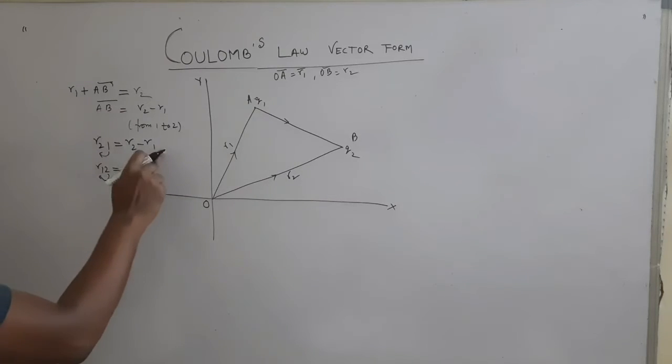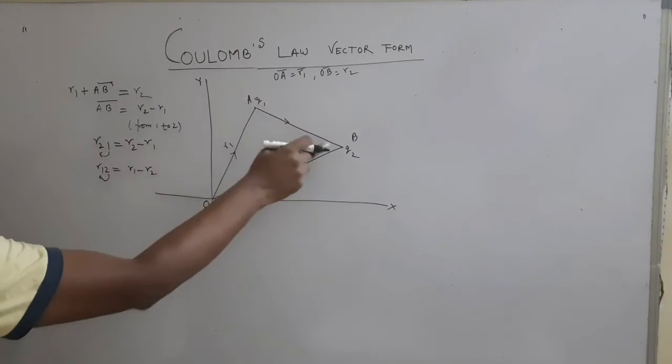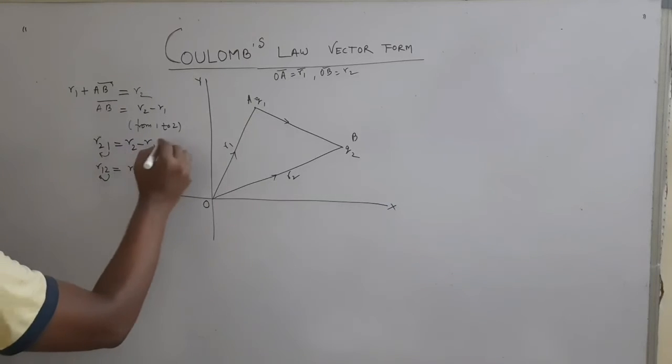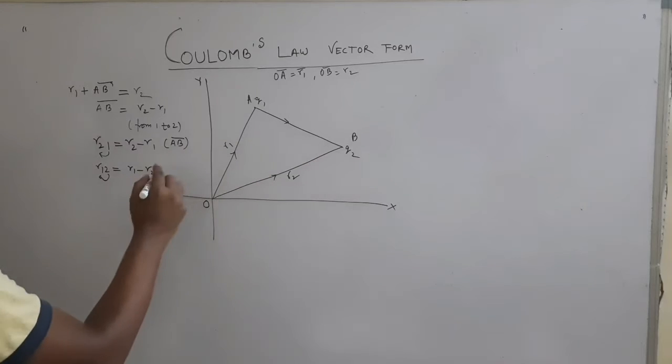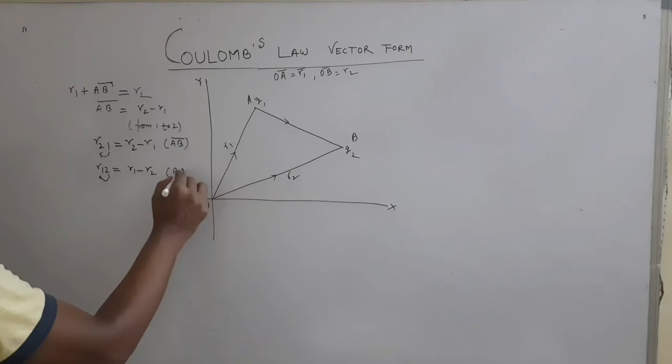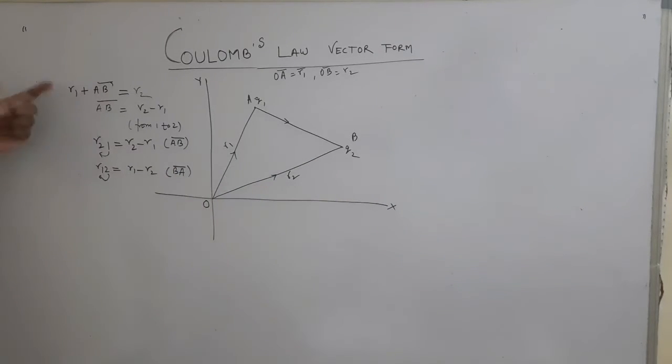So 2 to 1 means here also, suppose 1 is A, and here you can say from 1 to B, so this is AB. And then what is this? This is BA, because it is just the opposite of that. This is the vector notation in terms of the direction. That's why you have to pay a little attention to this.